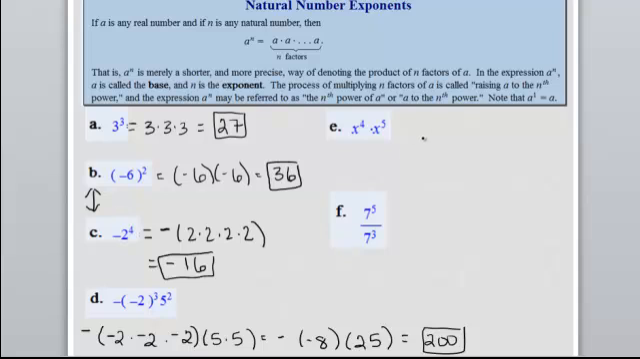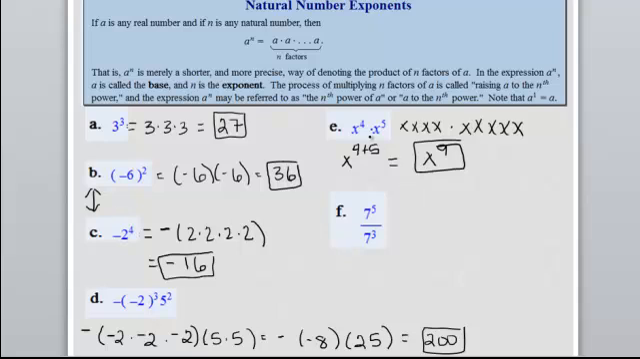Okay, how about E? We have x to the fourth times x to the fifth. Well, x to the fourth means to write that down 4 times. And x to the fifth means to write that down 5 times. Well, if you multiply 4 x's times 5 more x's, don't you just get x to the 9th power? So do you see a shortcut we could have taken? x to the 4 plus 5 is equal to x to the 9th.